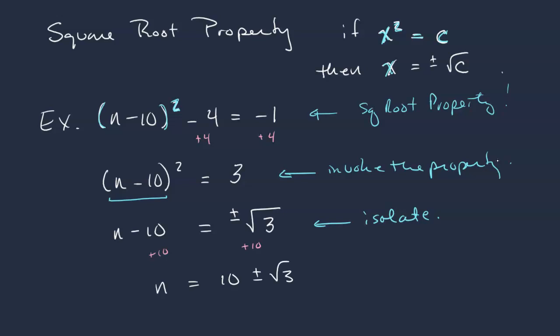And those two solutions for n in the solution set, it's a terrible curly bracket. Those two solutions for n would be 10 plus root 3 and 10 minus root 3.